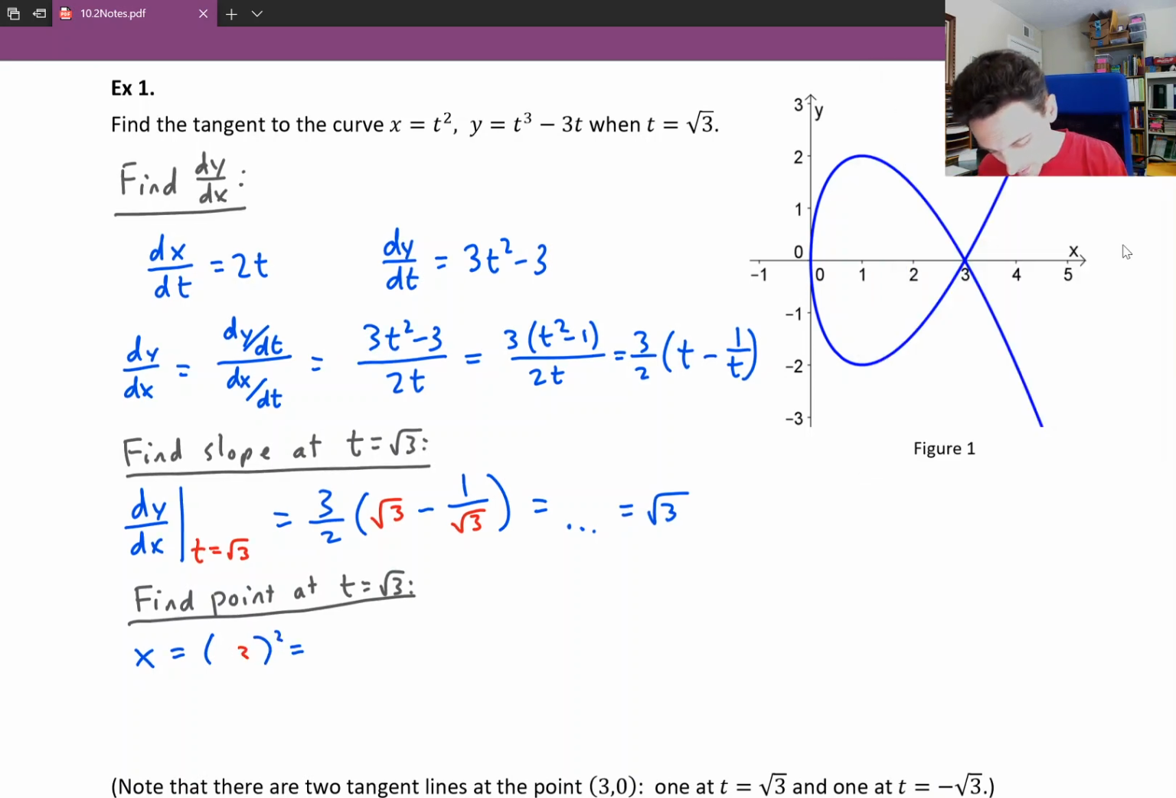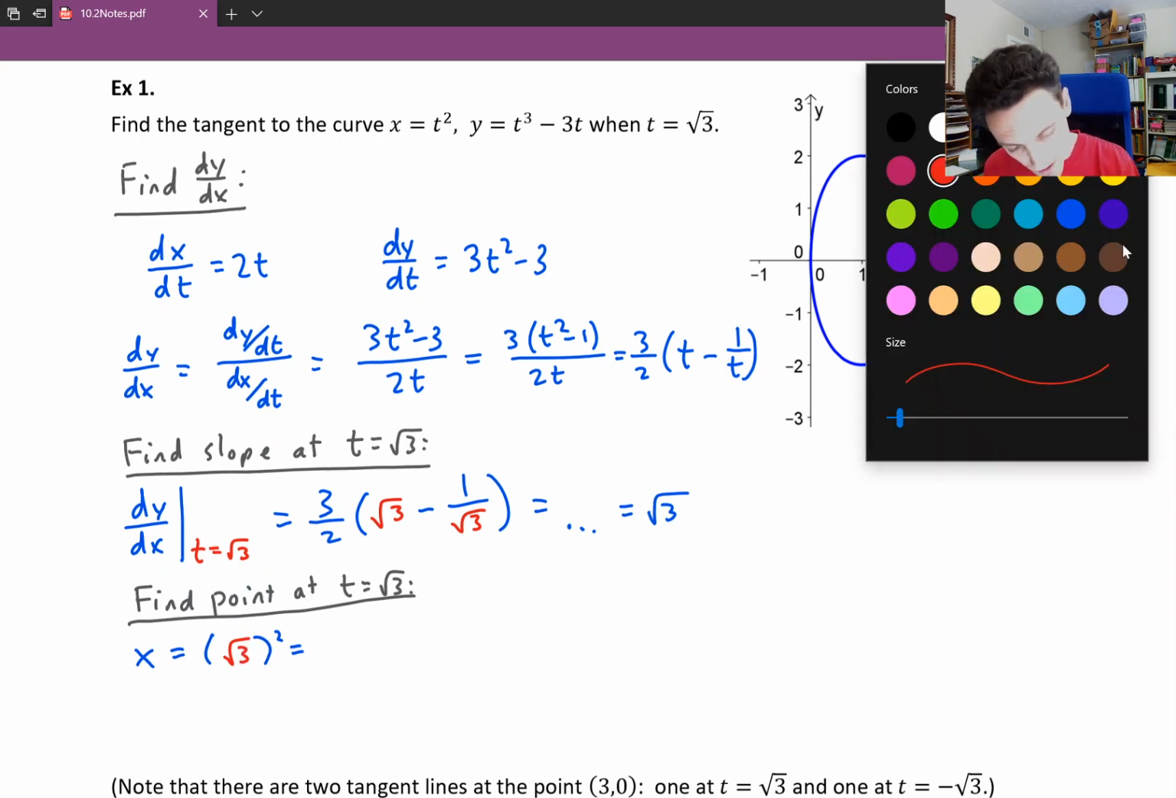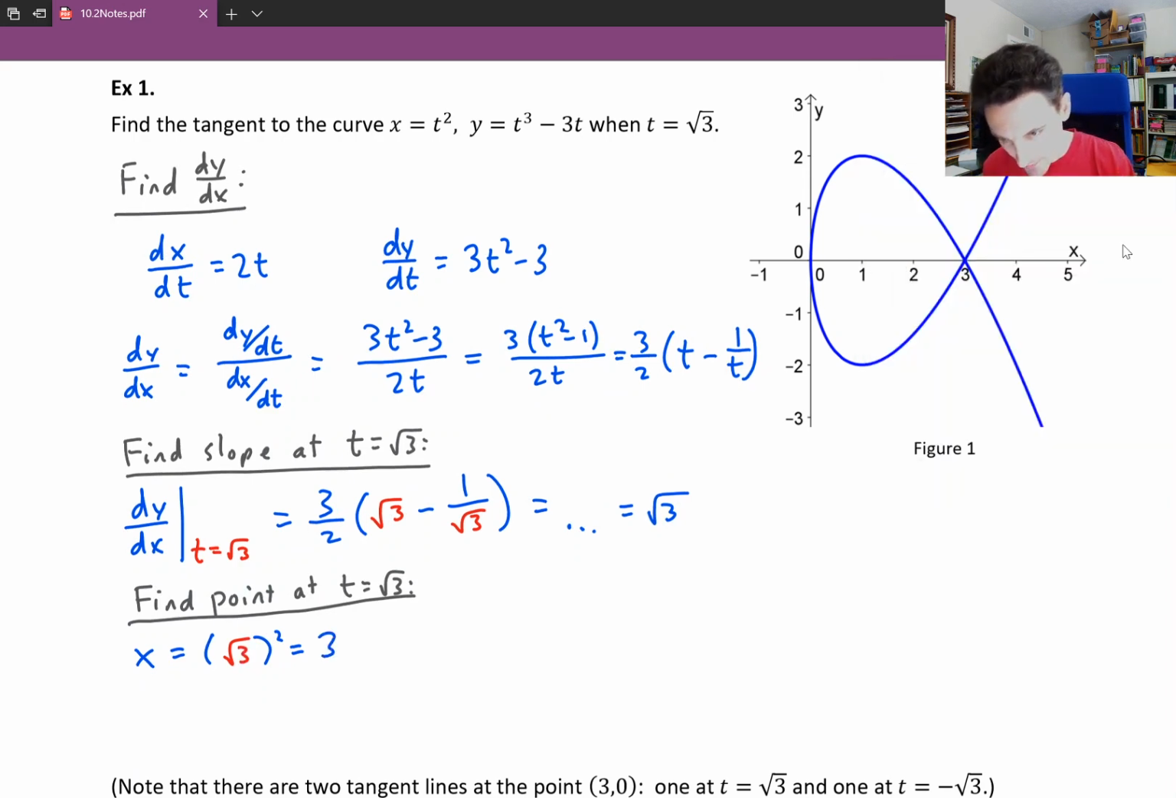Into x equals t squared, and you get x equals 3. Then plug in t equals root 3 into y equals t cubed minus 3t. Plug that in there, and you end up getting 3 root 3 minus 3 root 3, which is 0. So the point is 3, 0.